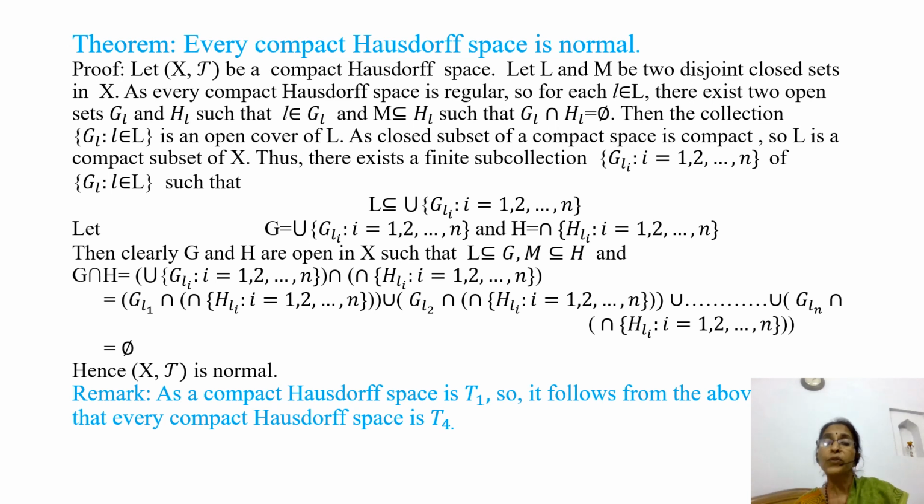Now we note that a compact Hausdorff space is T1, because a Hausdorff space is nothing but a T2 space and a T2 space is T1. So a compact Hausdorff space is T1, and so it follows from the above theorem that every compact Hausdorff space is T4.